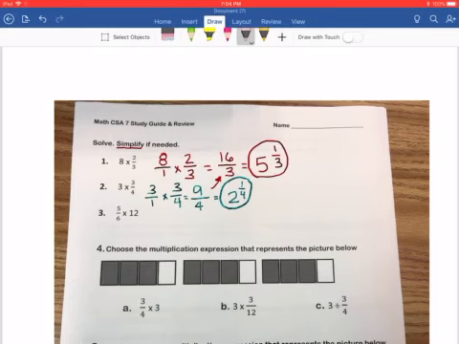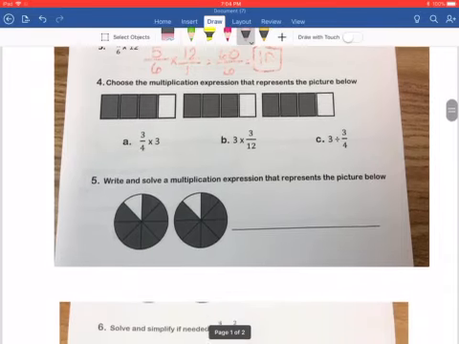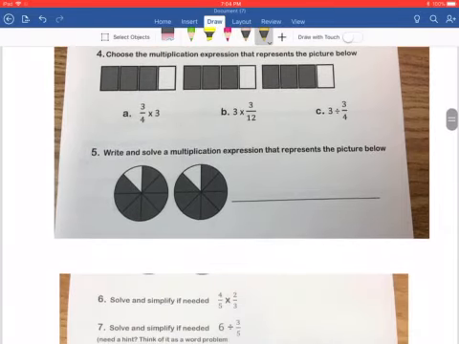5/6 times 12. 5/6, same thing. 12 over 1. 5 times 12 is 60. 6 times 1 is 6. 60 divided by 6 gives you a beautiful round 10. All right, so far so good. Moving on. All righty.